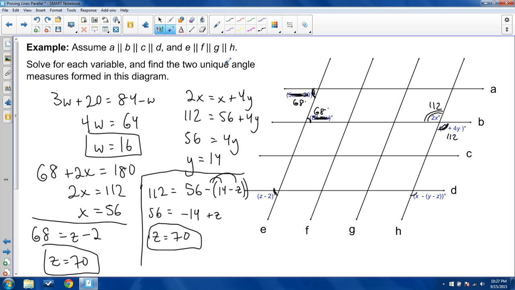And then find the two unique angles formed here. Everywhere you're going to see a bunch of 68s. Anything that looks acute is 68. The rest that look obtuse are all 112. And that's it, and that's all.